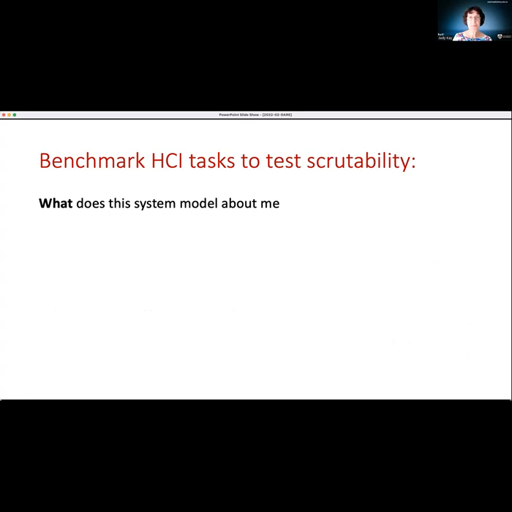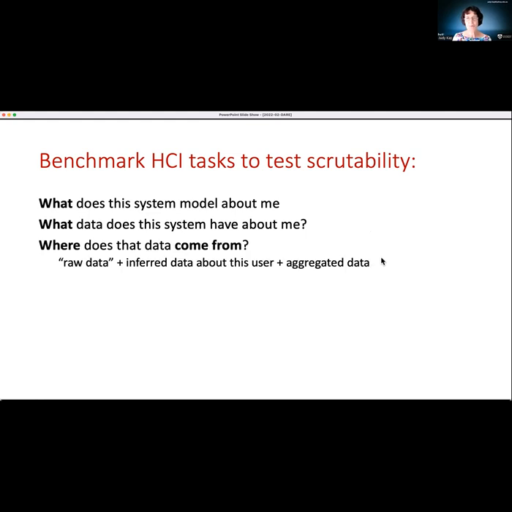What are the benchmark tasks you would ask a person to do? You'd say, tell me if you can do this, and a system is scrutable if they can say, what does this system model about me? What is it keeping in its user model? What does this system have as data about me? Much simpler question, usually can't be answered. Where does the data come from that it's got? Did it bother keeping the provenance? Where's the raw data? Where's the inferred data?